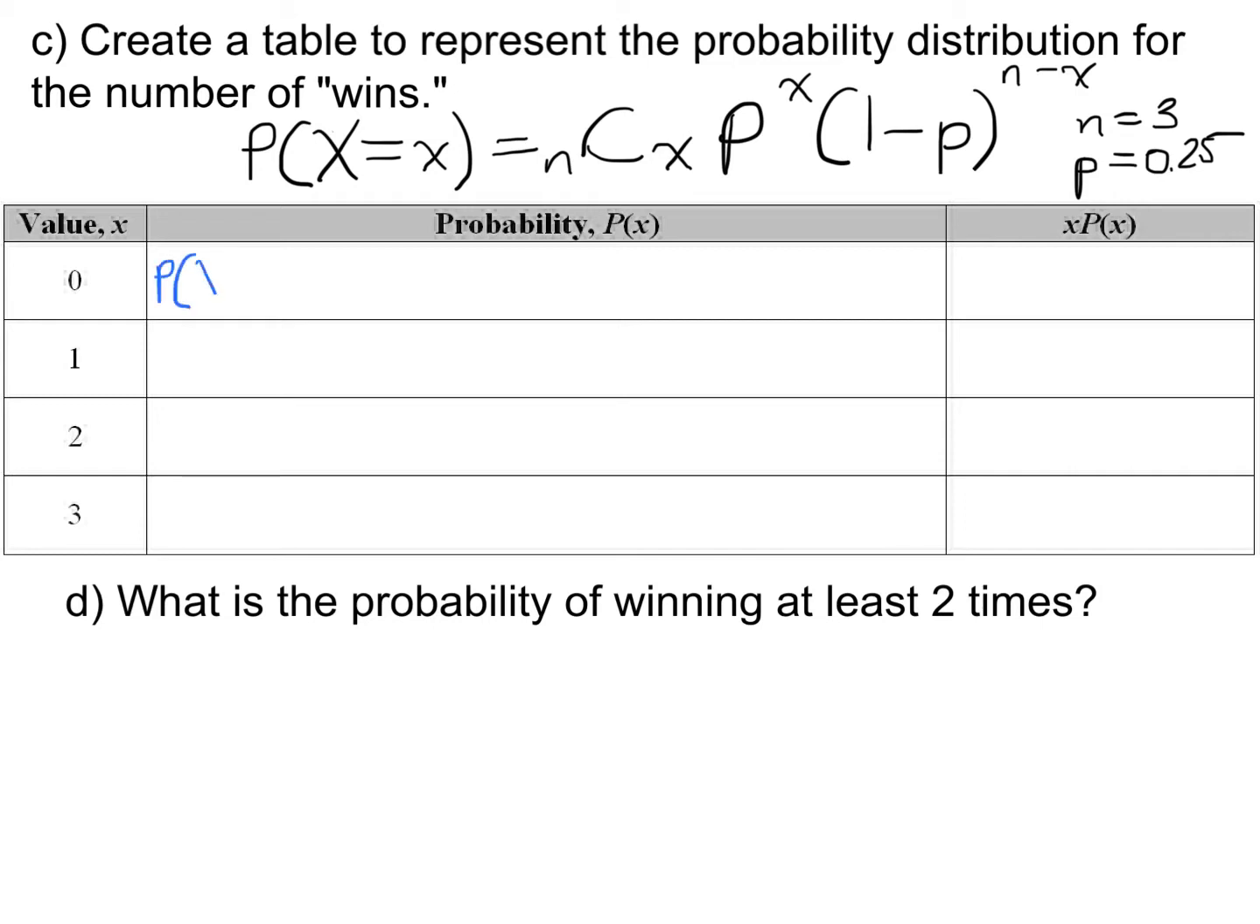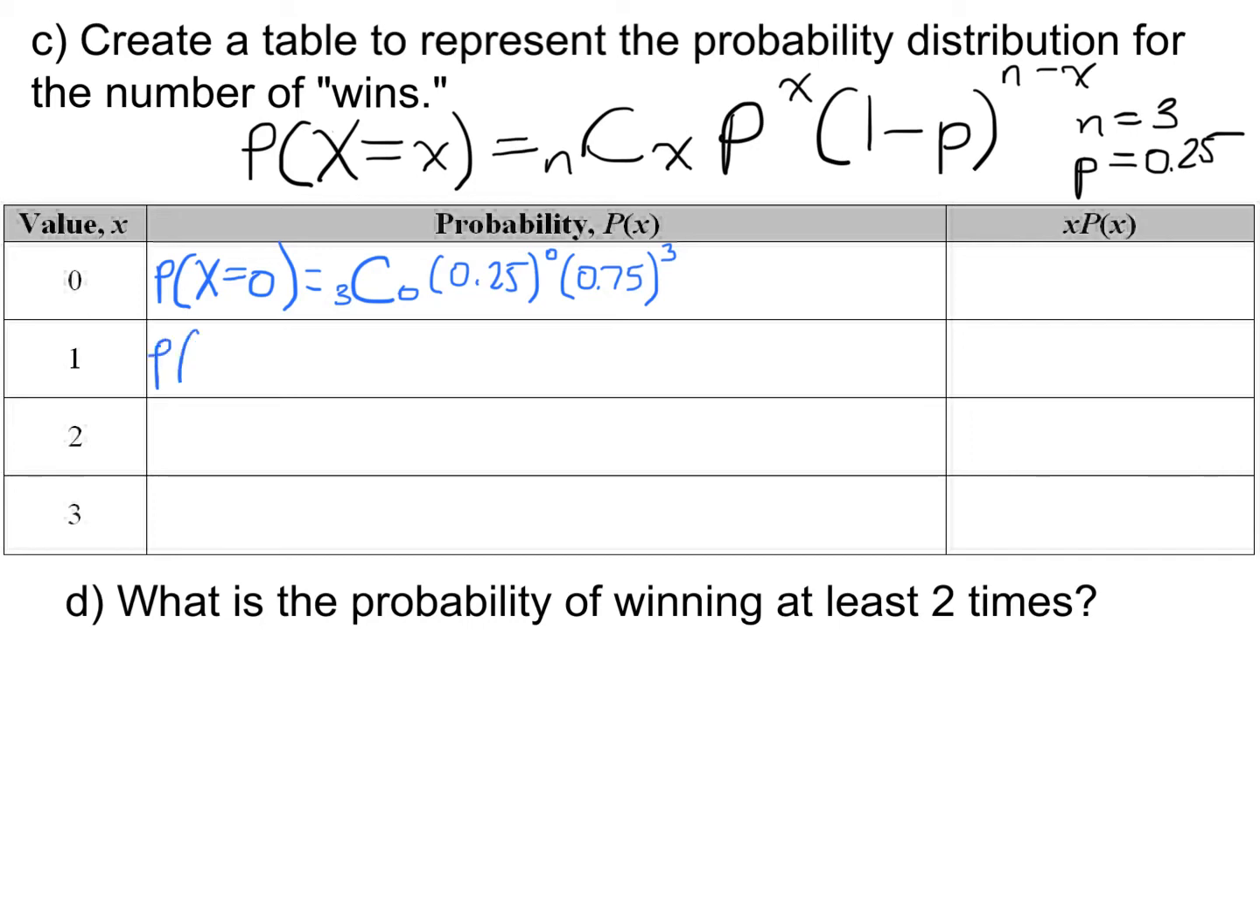So that's how we write that. The probability of winning 0 times is equal to 3 choose 0 times the probability raised to the power of X, and 1 minus P is just 1 minus 0.25, which is 0.75, and that's raised to the power of N minus X, which is just 3, right? So just focus here. N is 3, take away 0. That's why it's 3. Let's just fill in all the formulas.